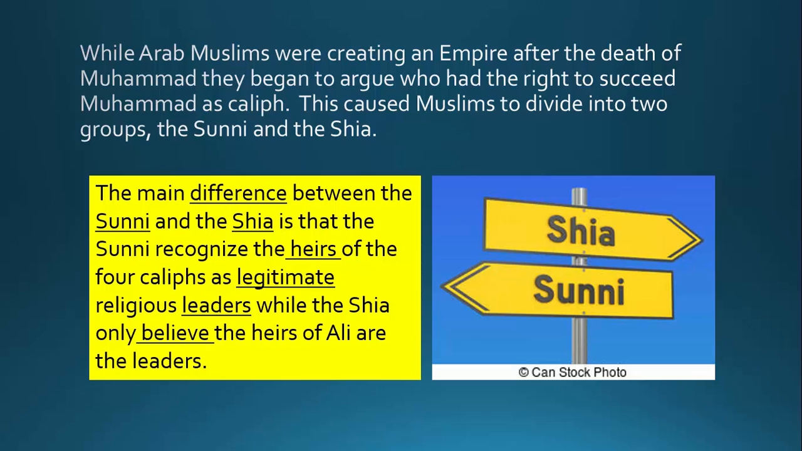While Arab Muslims were creating an empire after the death of Muhammad, they began to argue who had the right to succeed Muhammad as a caliph. This caused Muslims to divide into 2 groups, the Sunni and the Shia.